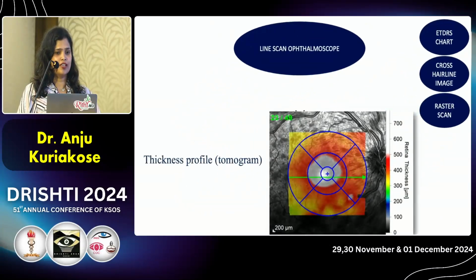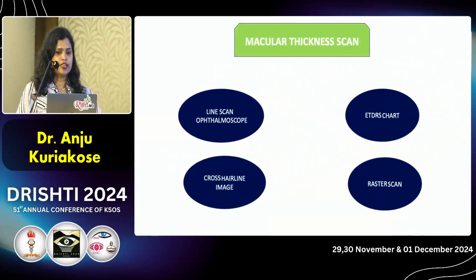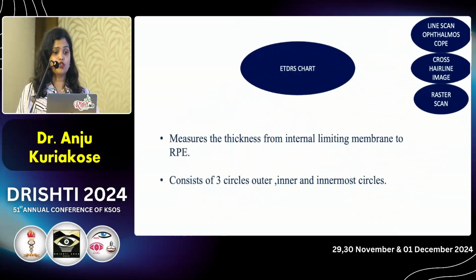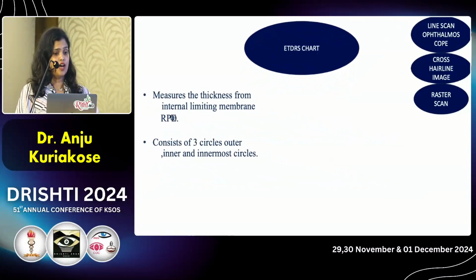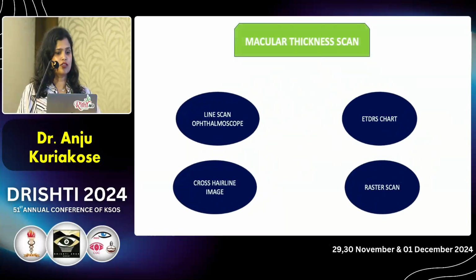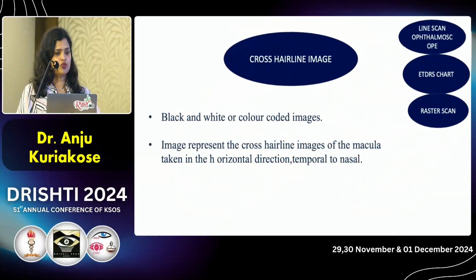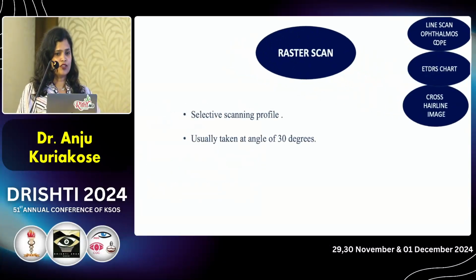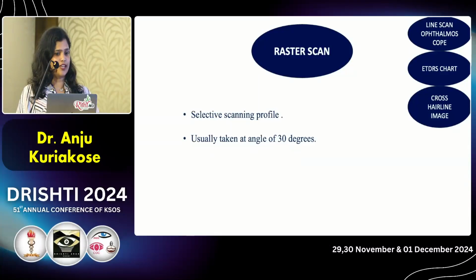First one is the line scan ophthalmoscope. In this only the thickness is measured. Next is ETDRS. In ETDRS, we measure the thickness from the ILM to the RPE. It consists of three circles: outer, inner and innermost circles. Next one is the crosshair line image, which shows black and white or color-coded images representing the macula, taken in the horizontal direction from temporal to nasal. Next is the raster scan, which is a selective scanning profile. It is usually taken at an angle of 30 degrees.